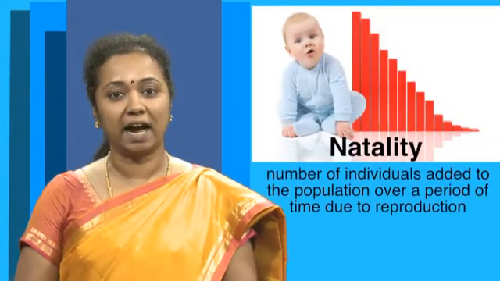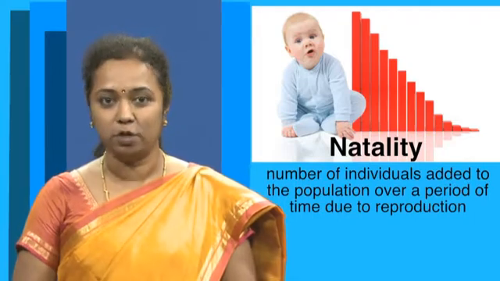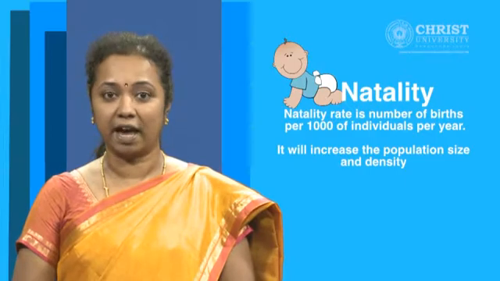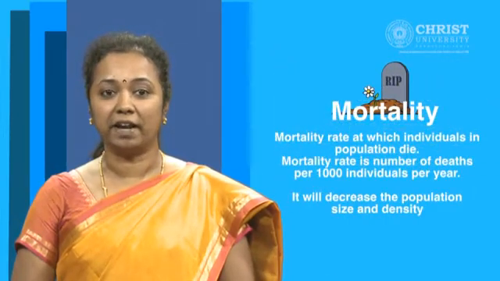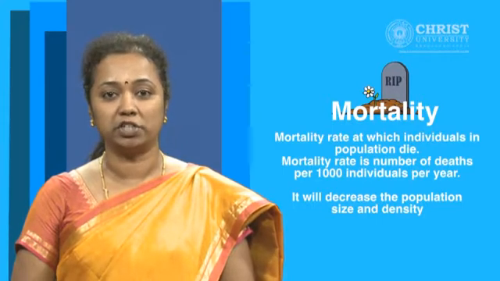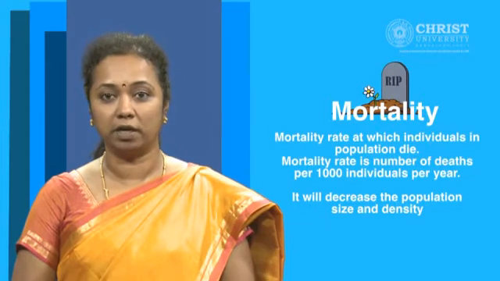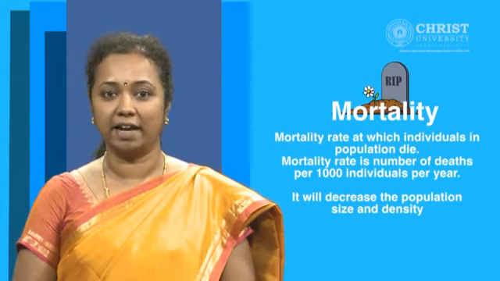Some of the important factors that can influence population size are natality and mortality. Natality is defined as the number of individuals added to the population over a period of time due to reproduction. There is a difference between natality rate and mortality rate. Natality rate is the number of births per thousand individuals per year. It will increase the population size and density. Mortality is defined as the rate at which individuals in a population die. Mortality rate is the number of deaths per thousand individuals per year. It will decrease the population size and density.